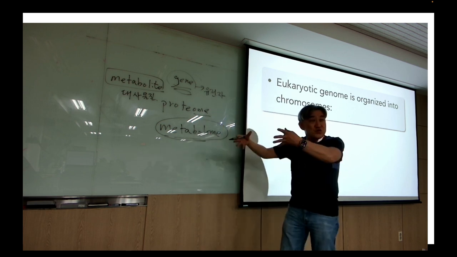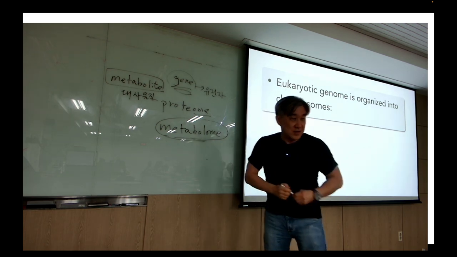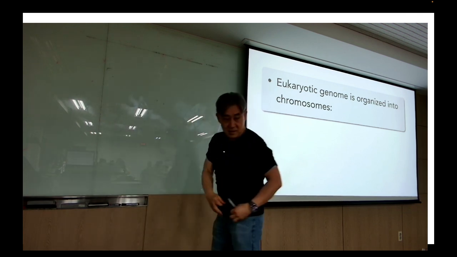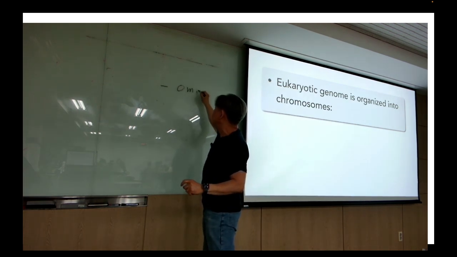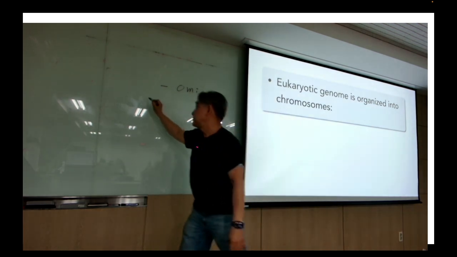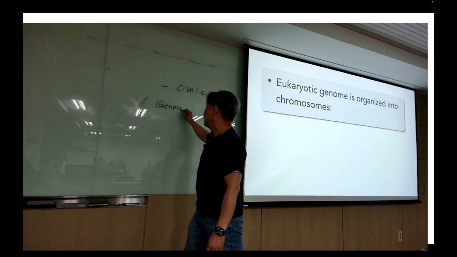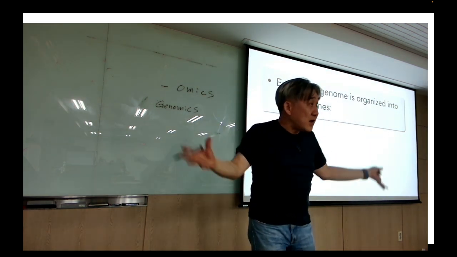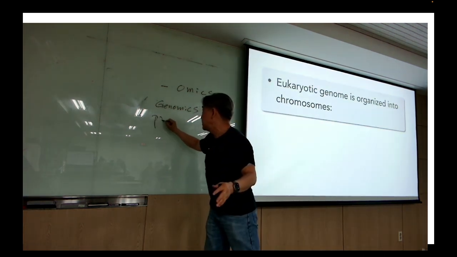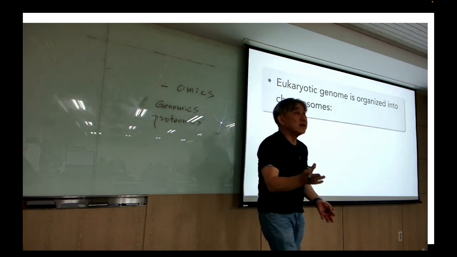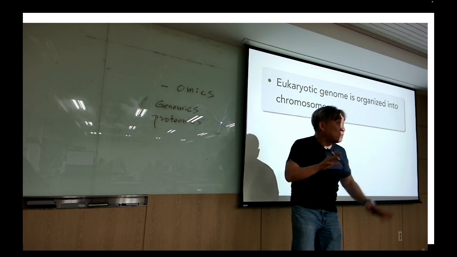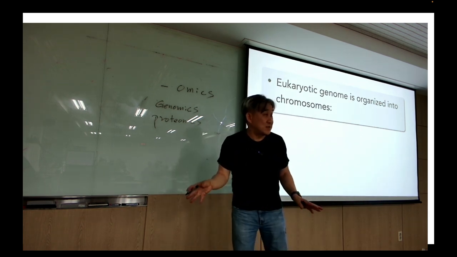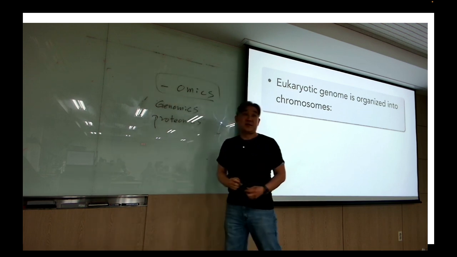So why do so many new terms keep popping up? Because these days is the era of omics. Genomics is a branch of study. Genomics means studying the entire genome. Proteomics. Yeah, studying. You're not studying only one particular interesting protein, but you are studying the whole protein profile. Proteomics. Metabolomics. So this is the era of omics.